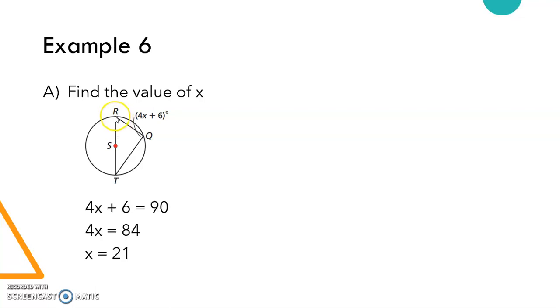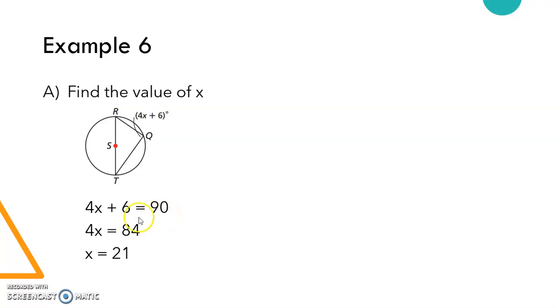So what I remembered is that a full circle is 360 degrees, which means that half the circle is 180 degrees. So this arc is 180 degrees. I can also figure it out by realizing that this is a straight angle, which is 180 degrees. Okay, so this arc is 180, which means that this angle is half of that. Half of 180 is 90. So that means that 4x plus 6 equals 90 degrees.